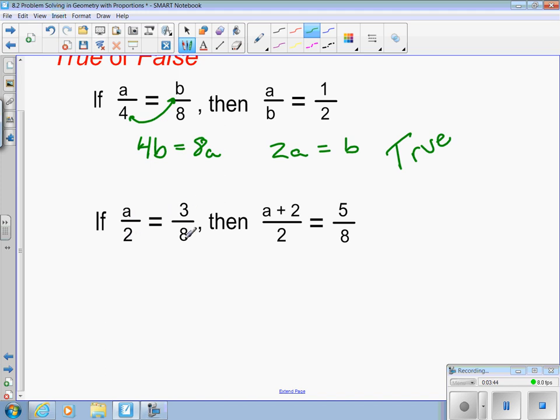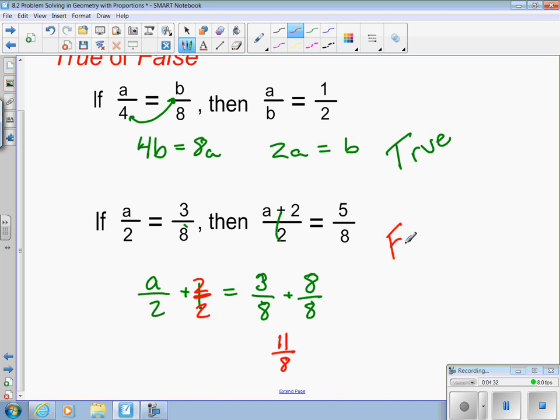This one over here, A over 2 equals 3 over 8. Does A plus 2 over 2 equal 5 over 8? So I notice by adding 2 to the numerator here, I was really adding 1. So if I add a 1 to this side, I'm not going to add 2 here. I have to add the denominator. So that last property, if I add 1, what do I have to do to the other side? I have to add 1. In this case, it's going to be 8 over 8. This one was a 2 over 2, right? That's why we have A plus 2 over 2. Here we're going to have 3 plus 8. We want 11 eighths to be this number. So this one would be false.